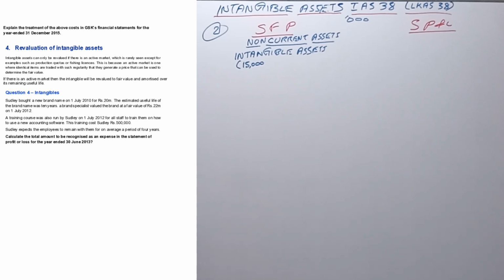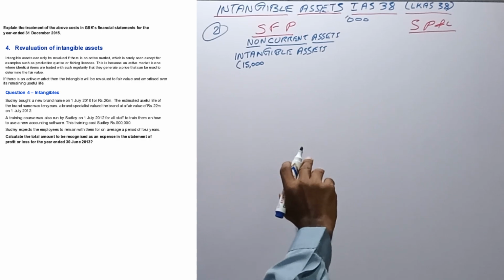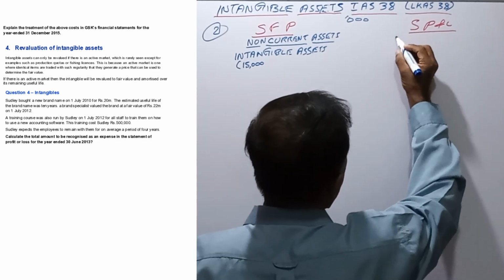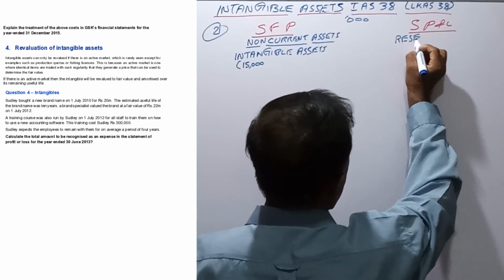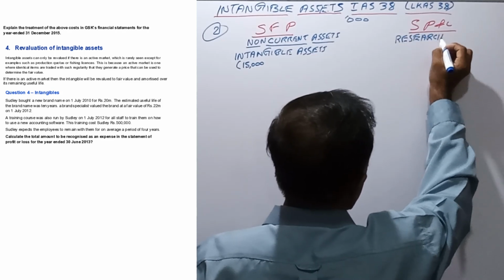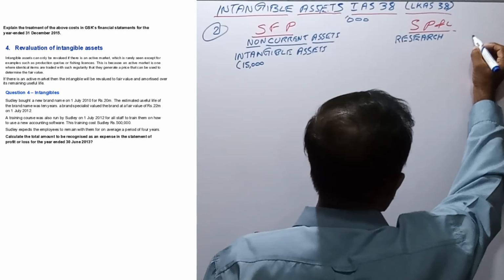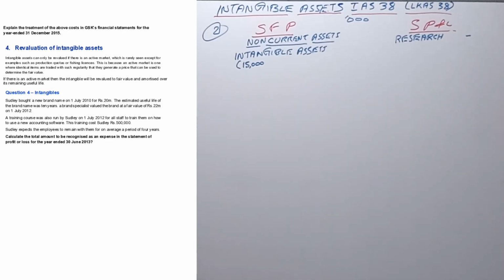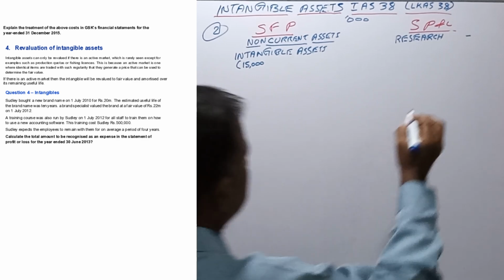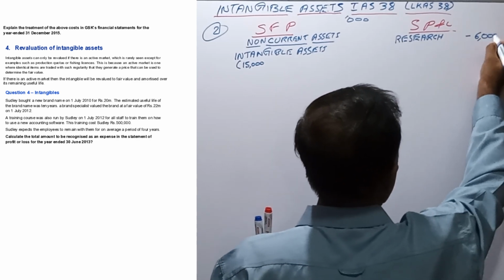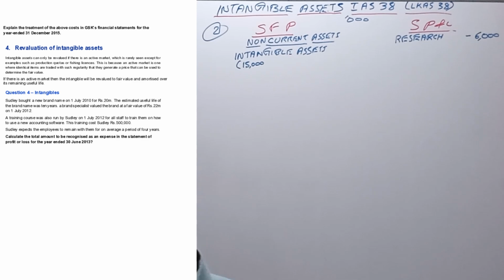The initial investigative phase of the project cost an additional 6 million. That is research, research expenses, recognized as an expense. Research expenses: 6 million.